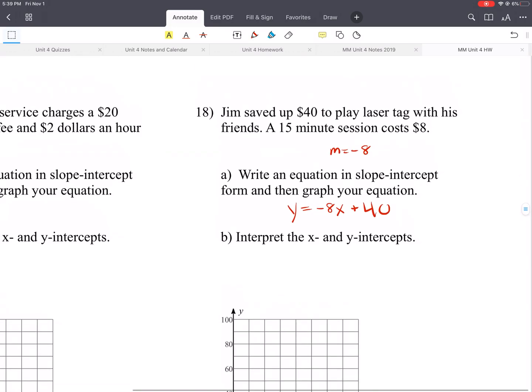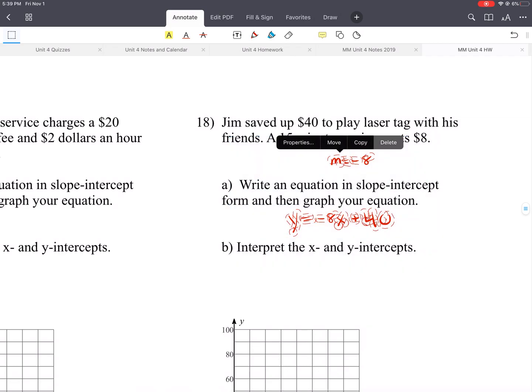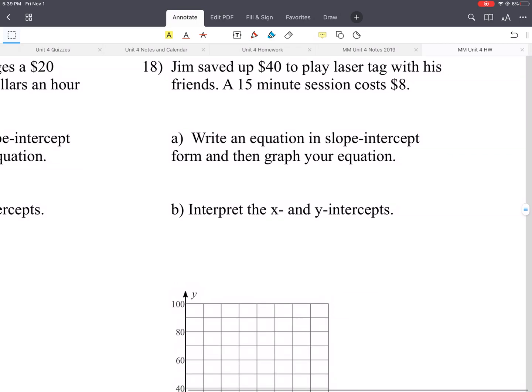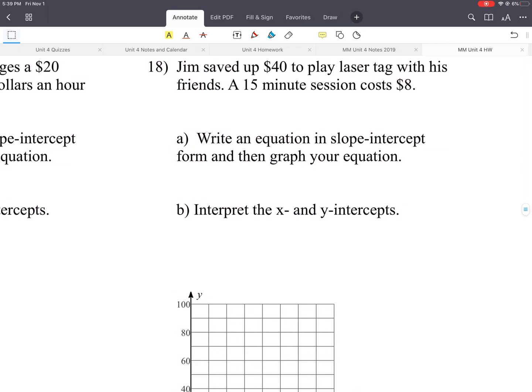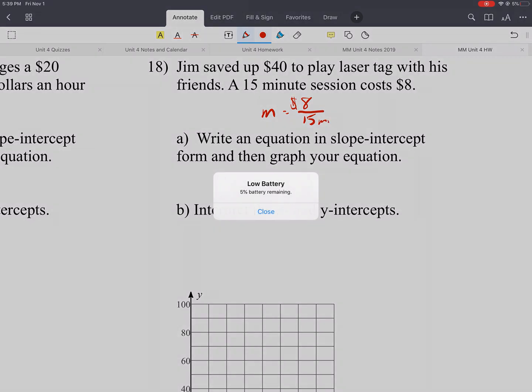Okay, so Jim saves $40 to play laser tag with his friends. A 15-minute session costs $8. Okay, so the slope here is a little different. The slope here is $8 for every 15 minutes. So it'd be dollars per minute.